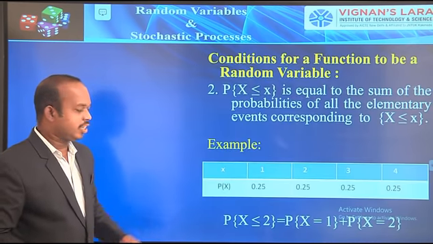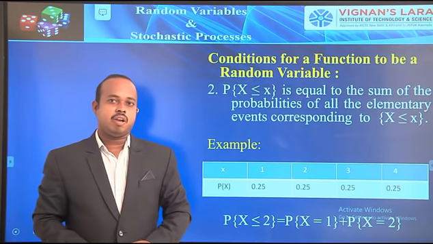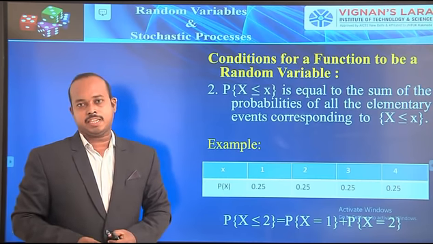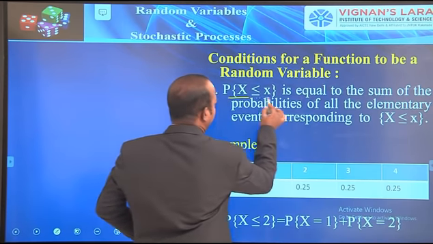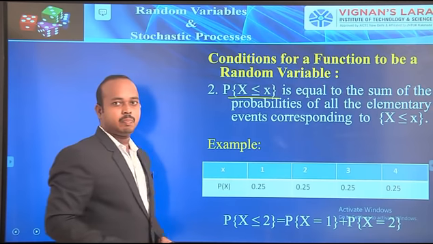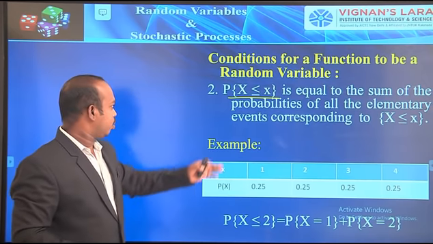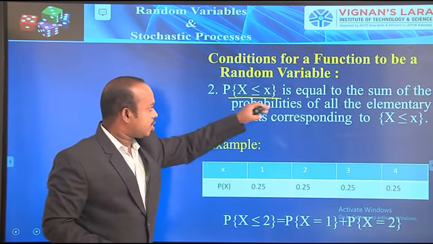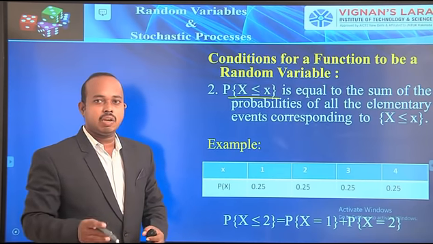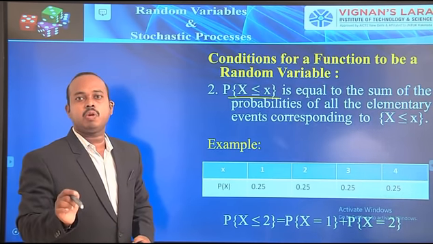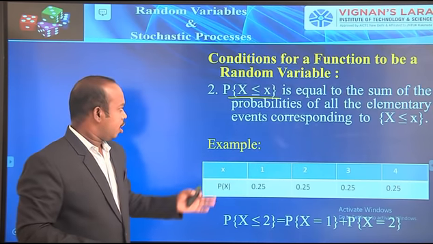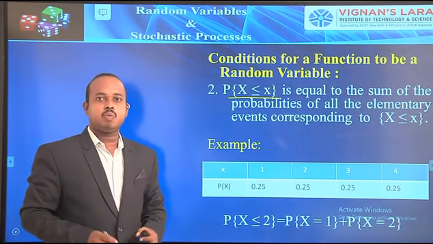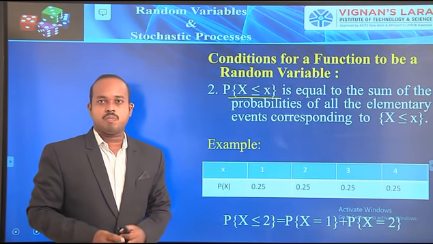Coming to the second condition. The second condition is we consider one set. The set is capital X less than or equal to small x. Applying the probability to this set, the probability of capital X less than or equal to small x is equal to the sum of the individual probabilities of the elementary events. According to this condition, what are the elements in the probability?